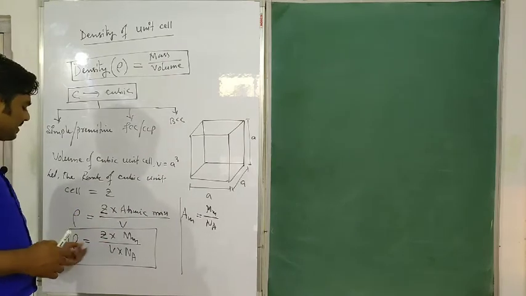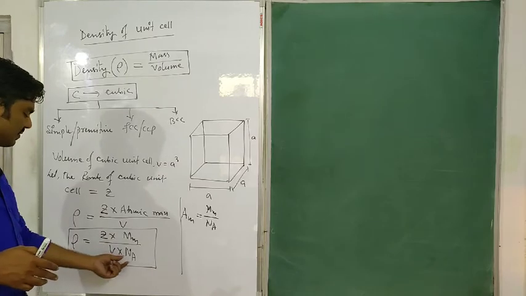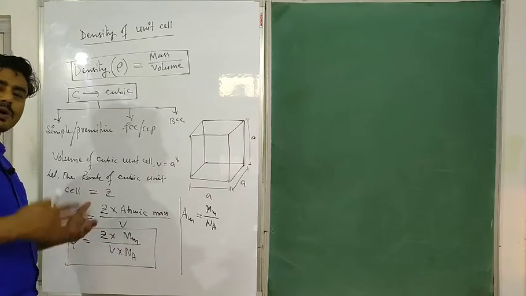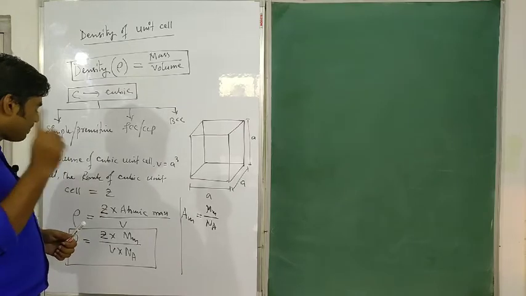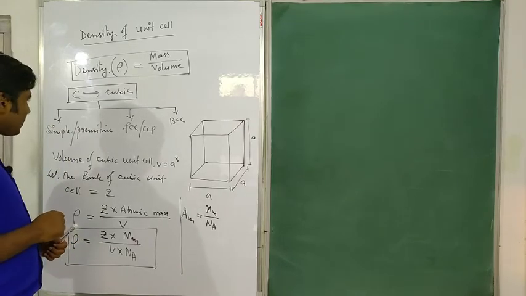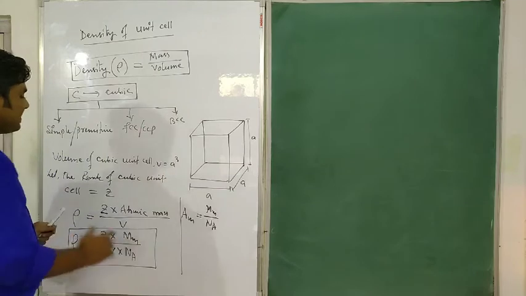In most of the questions you are asked to find out the number of atoms. So density will be given, the molar mass will be given, Avogadro's number you know, and the edge length or the volume will be given. So you have to find out the number of atoms. Okay. So this is all about the density of the unit cell.